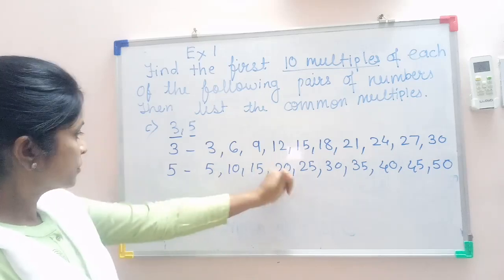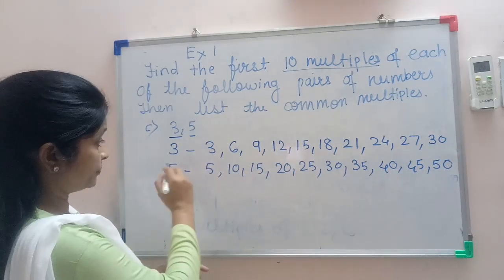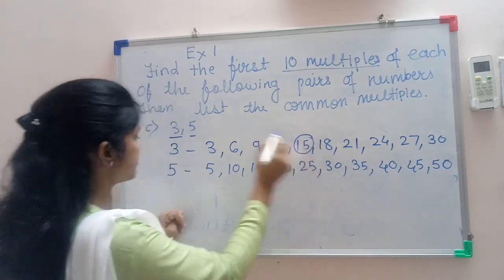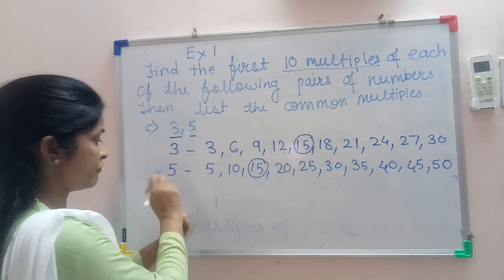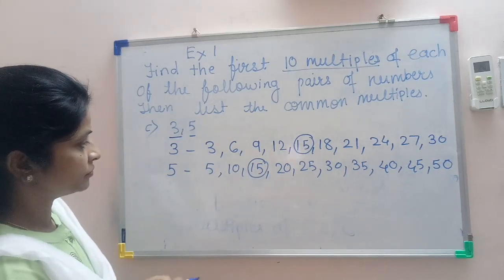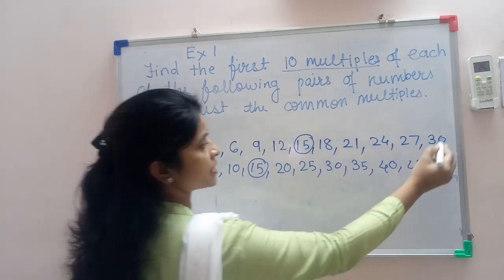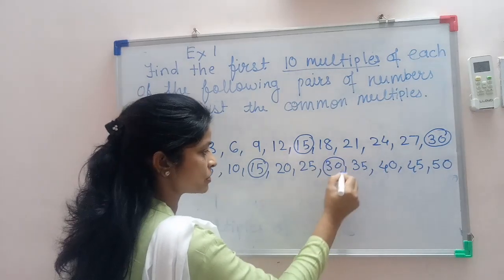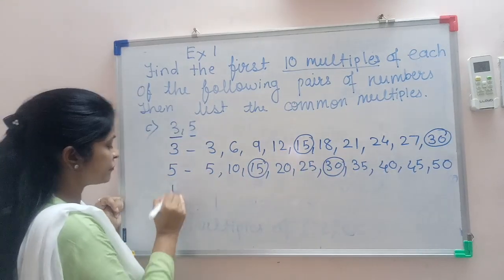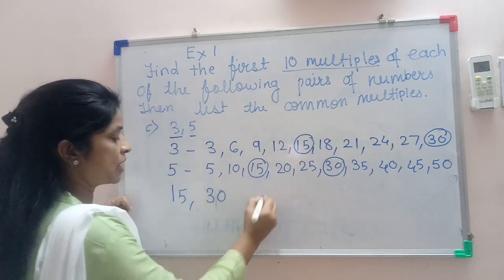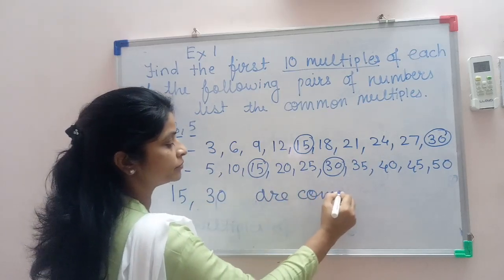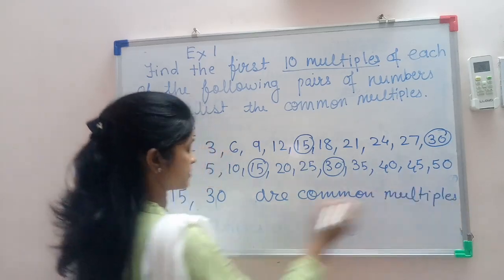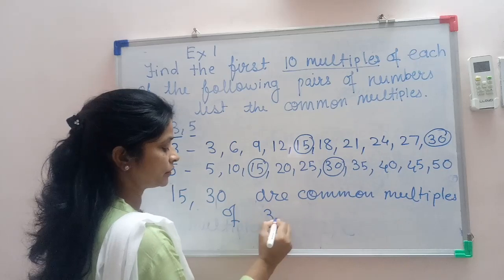Now let's find what are the common multiples. Now here we have to see the common multiples. We can see 15 is a multiple of 3 and 15 is also a multiple of 5. The other one is there. Yes, 30 is a multiple of 3 and 30 is also a multiple of 5. That means 15 and 30 are common multiples of the pair 3 and 5.